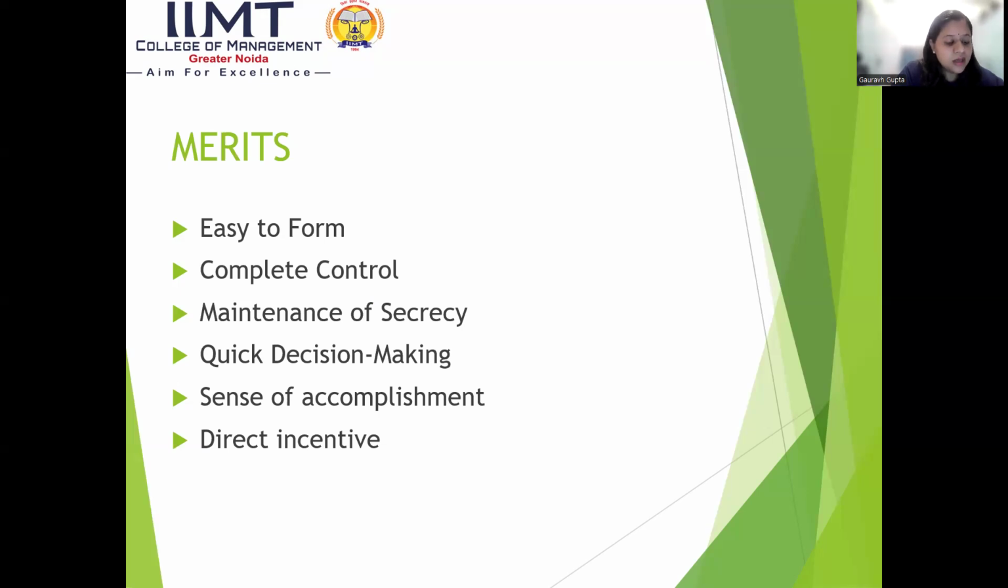Next point, quick decision making. Prompt decision making as all the decisions are to be taken by the owner only. Next point, sense of accomplishment. Successful business provides satisfaction to the owner and sense of achievement. Next point, direct incentive. All the profit are enjoyed by the owner as there is no one to share profit.